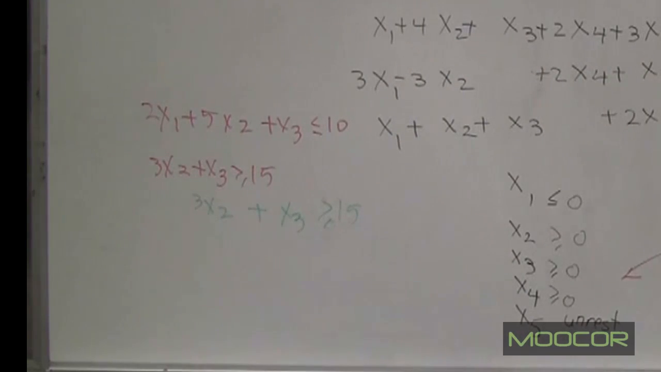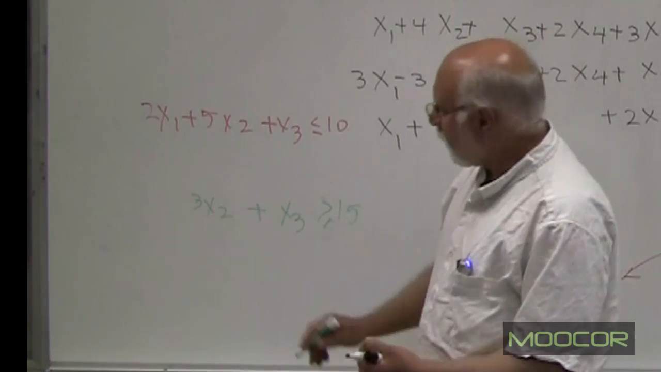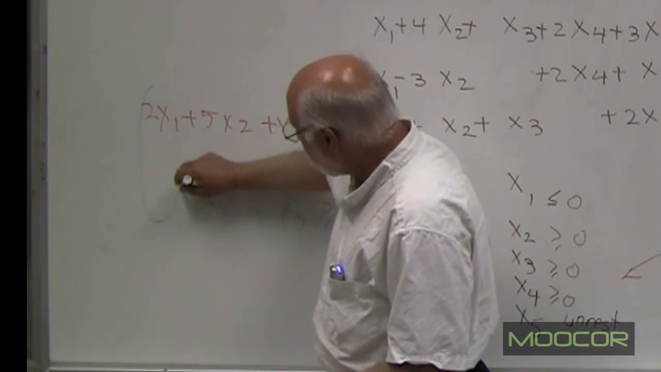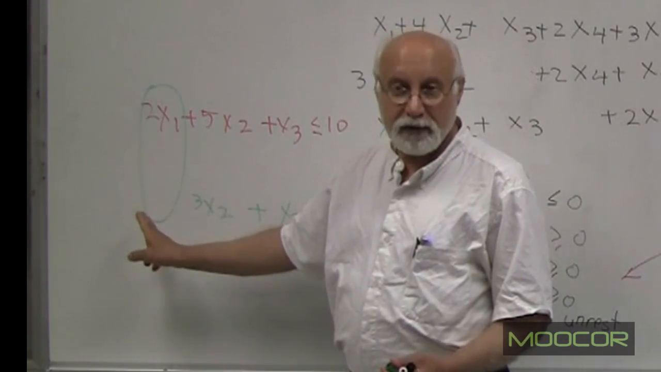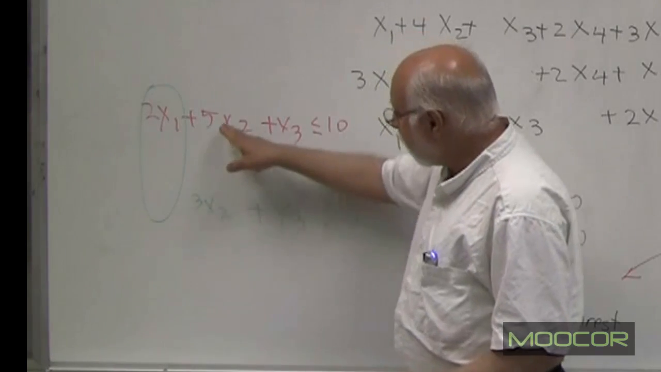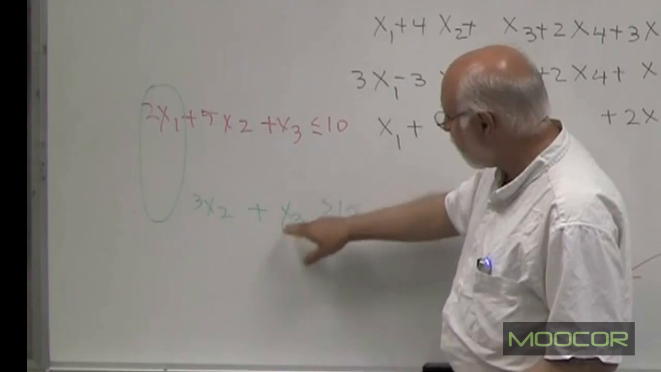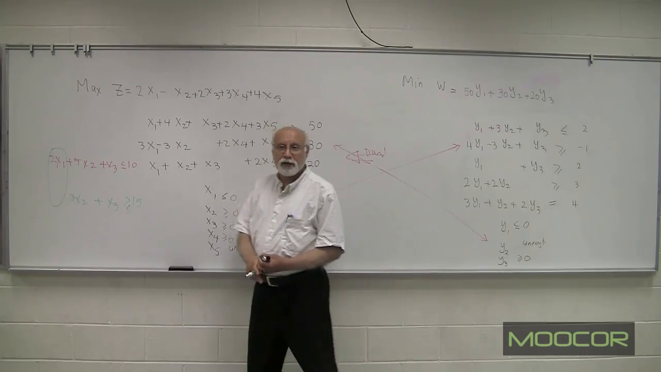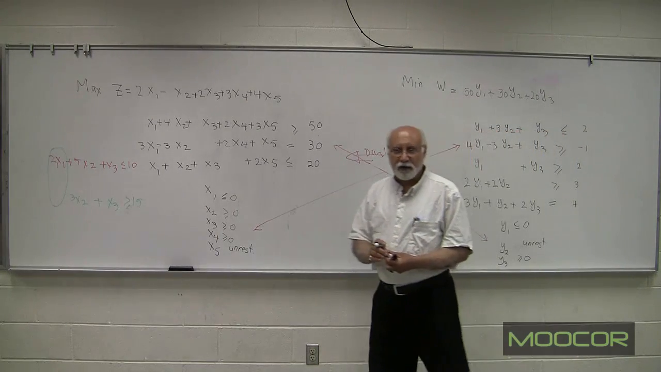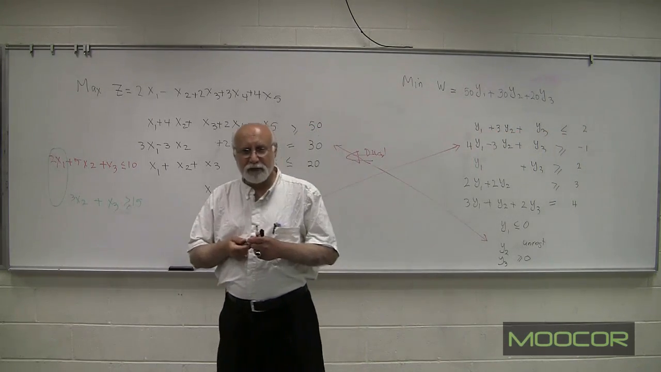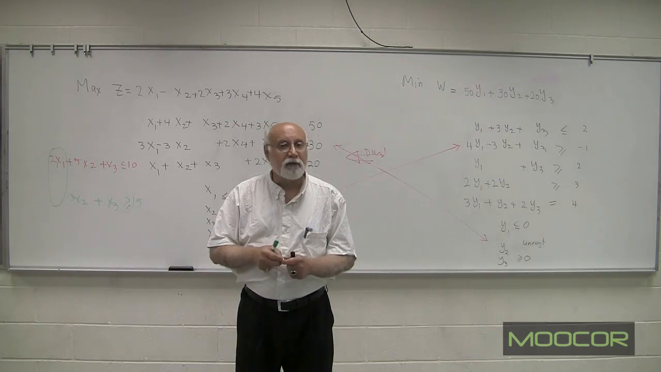That way, by just looking at it, you can realize that the coefficients of x1, for example, are 2 and 0. The coefficients of x2 are 5 and 3. The coefficients of x3 are 1 and 1. And your right-hand side is 10 and 15. And that's what I have followed in here. You follow these simple rules, you won't have any problem in creating a dual of a problem.